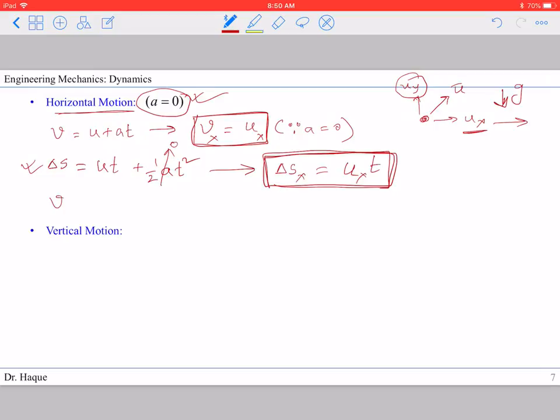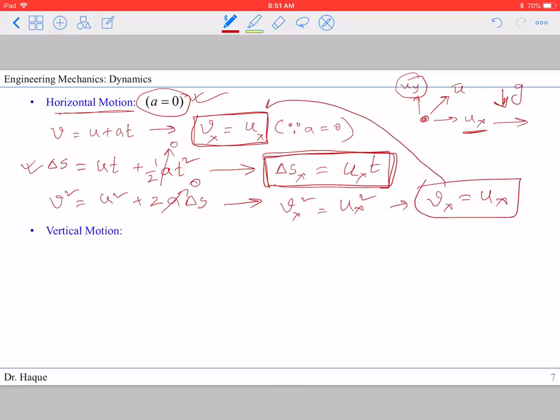The final formula we had is v squared equals initial velocity squared plus twice acceleration and displacement. If we apply that for horizontal motion, we get the final velocity. Again, acceleration is 0, so it is just the initial velocity squared, which gives us vx equals ux, the one we already proved up here. So these are the equations, actually two, for the horizontal motion of that projectile.